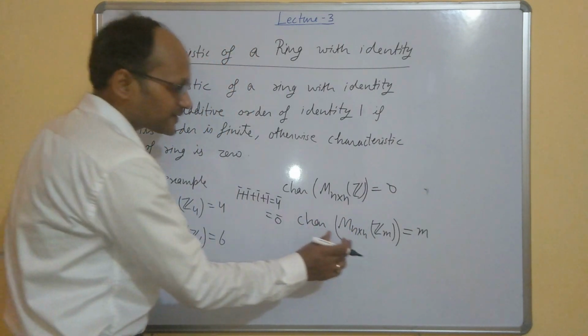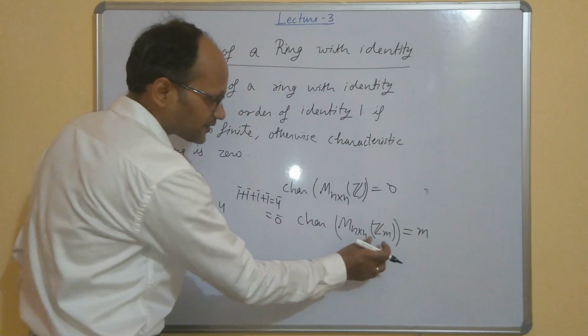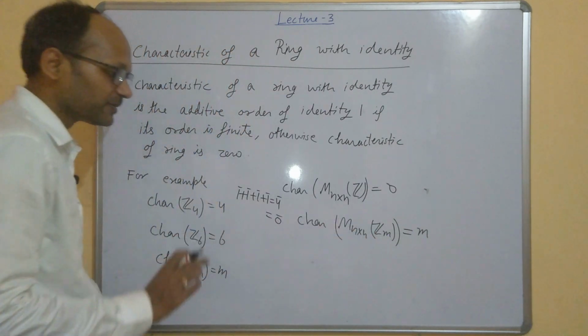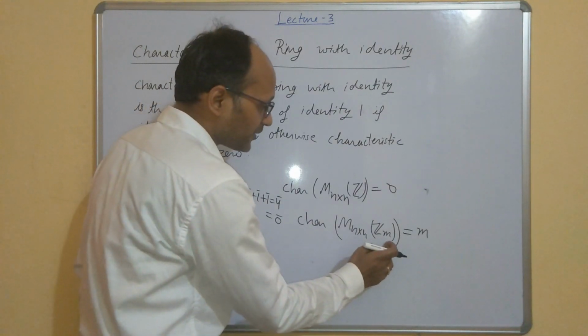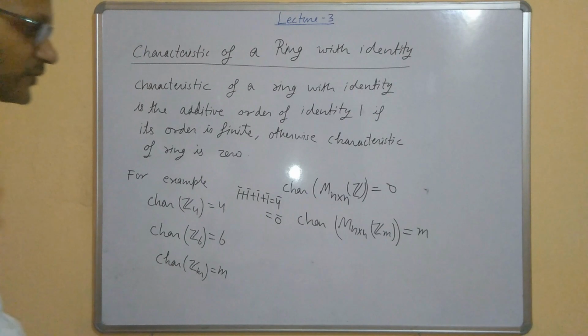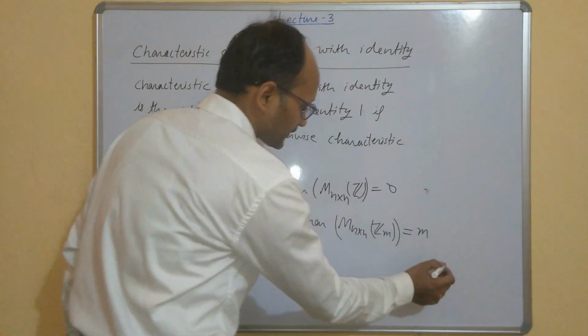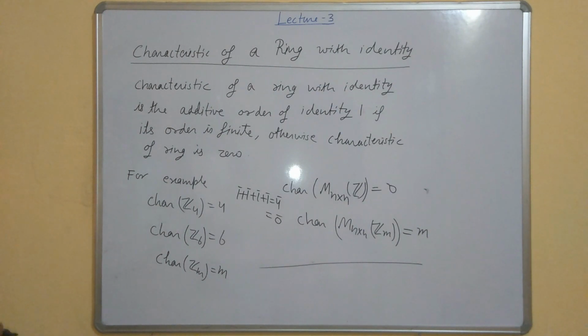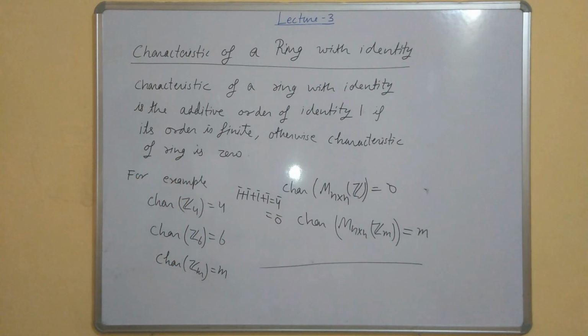Similarly, if you see the matrix ring over Zm, the set of n cross n matrices over Zm, it also has the identity matrix, and when you go on adding the identity matrix, after adding m times you will get 0. So it means its characteristic is m. Please correct this mistake. Okay, thank you.